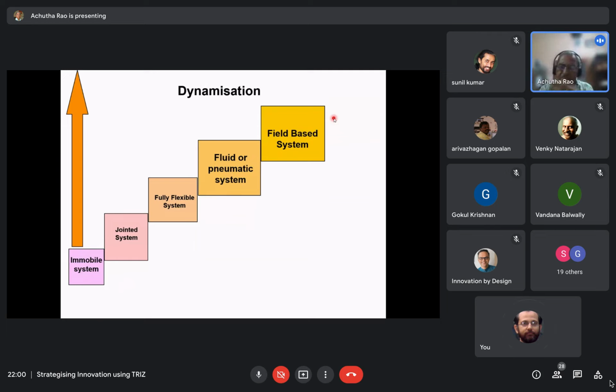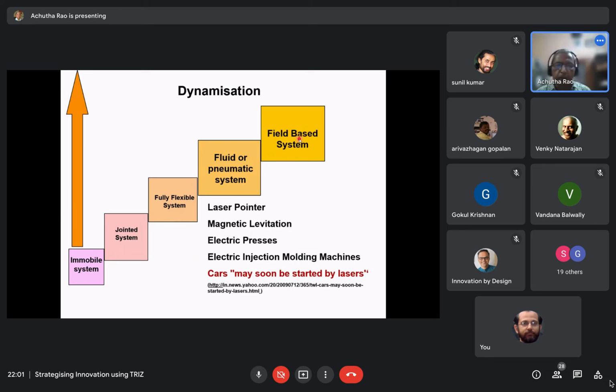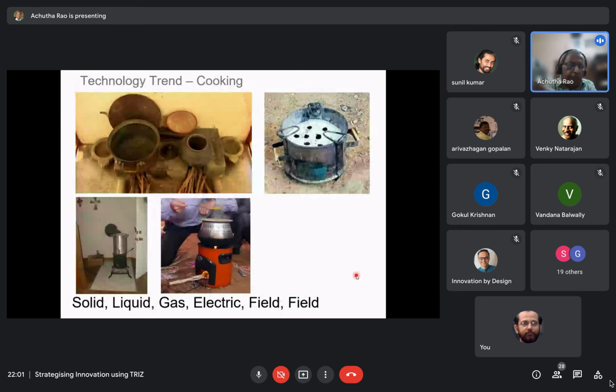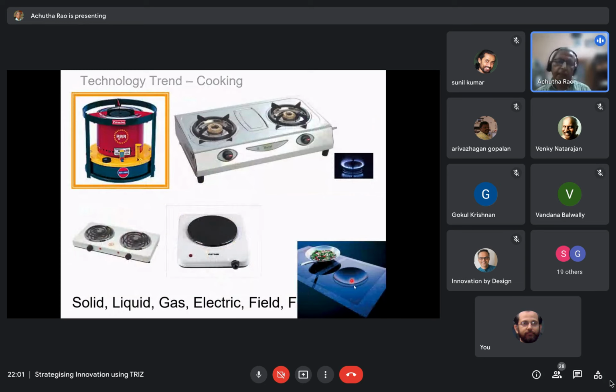So it's a very interesting dynamization, that is, field-based systems. Gentlemen, you have to use fields. Okay, I'll give you some examples. Laser cars may be started using lasers in future. General Electric is already doing experiments. This is the power of controllable, highly effective, most efficient fields. So you go to cooking: solid, liquid, gas, and ultimately come to the fields. All right. What is the latest in the field is induction heating, which has been known to mankind for 100 years. Industry had this, but never brought it to the house.